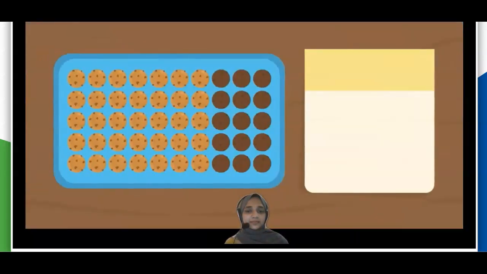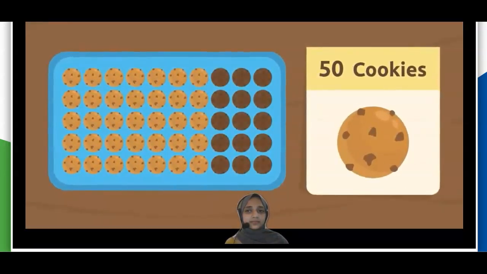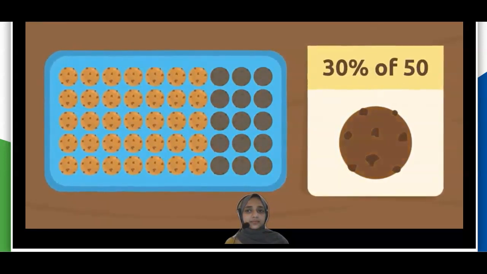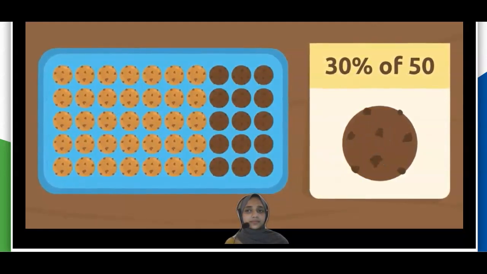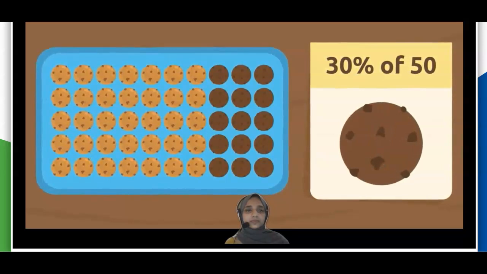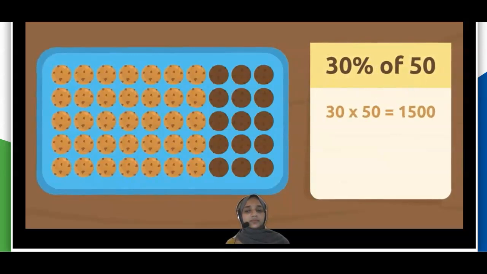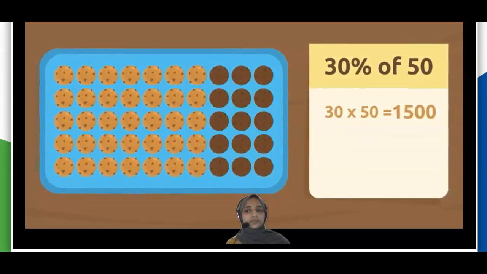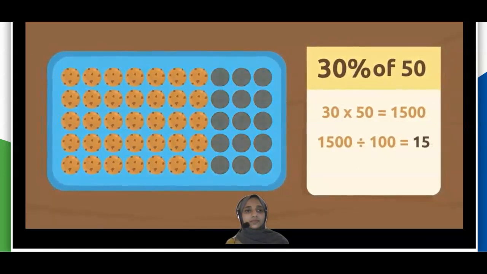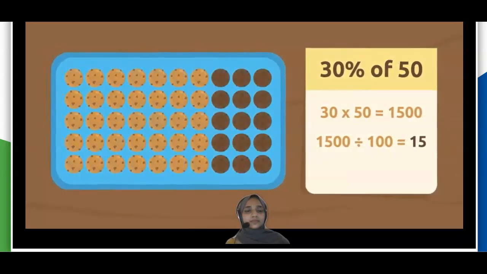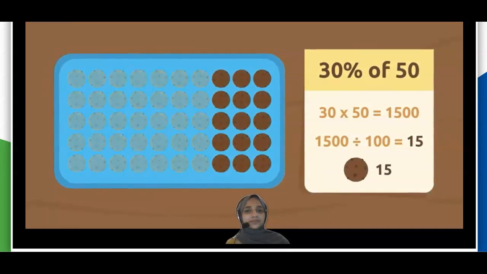Oopsie, what bad luck. I had to bake 50 cookies but got distracted explaining percentages, and 30% of my cookies got burned. How many cookies actually got burned? To find out, first we should multiply 30 by 50. This equals 1,500. Then we divide this result by 100, which equals 15. So if 30% of my 50 cookies got burned, that means that I burned 15 cookies.